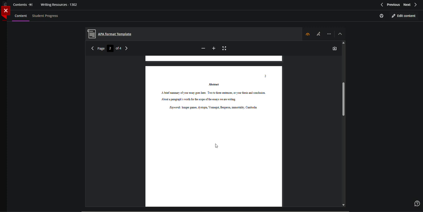The abstract would have been a summary of what was in the paper so that when you're doing research, you can read somebody's abstract and know almost immediately whether or not that paper is going to have information that you could use for your paper. So that's why we write an abstract. Now, APA does not require an abstract in student papers anymore.